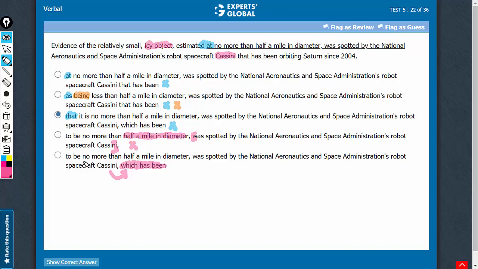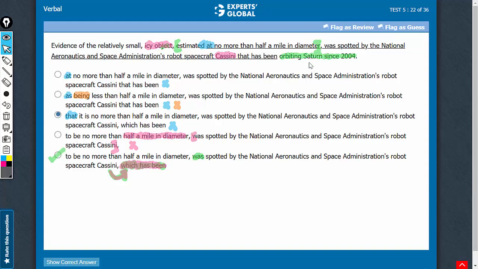Let's confirm choice E once. Evidence of the relatively small icy object. And then this is extra information between two commas. Don't worry about it. This object was spotted by such and such robot spacecraft Cassini, which has been orbiting Saturn since 2004. Answer choice E conveys the intended meaning and is free of the errors that we saw in other answer choices. E is the best answer choice here.